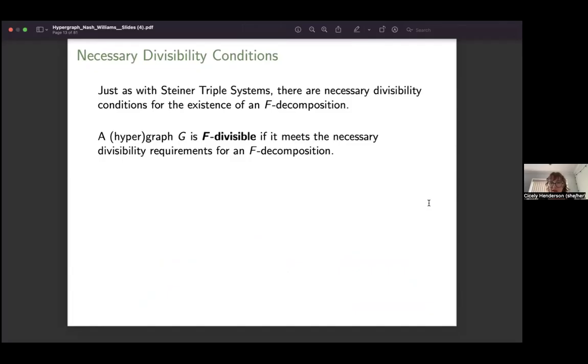Now, just as with Steiner triple systems, there are some necessary divisibility conditions if we want to have a hope for a graph containing an F decomposition. In particular, we say that a hypergraph G is F divisible if it meets those necessary divisibility requirements for an F decomposition. The nitty-gritty divisibility requirements change depending on exactly what question you're asking, so going forward, we'll just say F divisible.